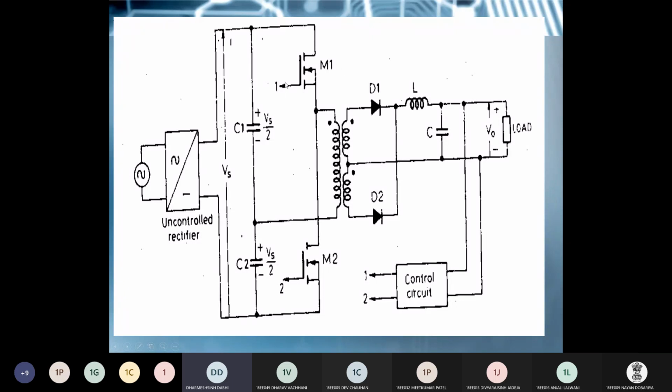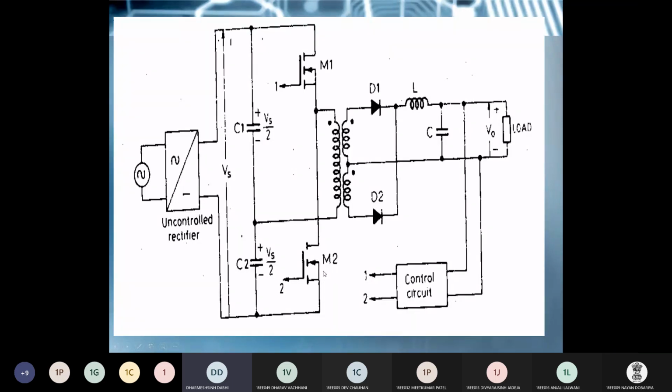Here, the voltage across the off switch is equal to the supply voltage, Vs. Because at the time when any one switch is on, the Vs by 2 voltage comes from the primary winding of the transformer. So when any one switch is off, the voltage across this switch is the supply voltage. Let's see here where M1 is on, M2 is off. In this condition, how much voltage is across this M2 switch?